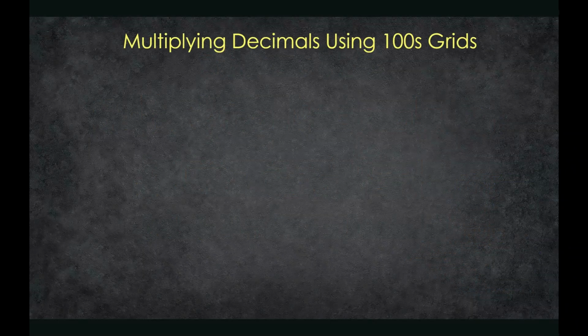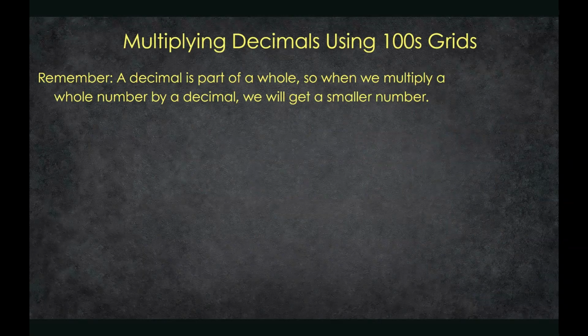So we're going to be multiplying decimals using a hundreds grid. Now, one thing to remember, a decimal is part of a whole. So whenever we're multiplying a whole number by a decimal, we will be getting a smaller decimal for our product.